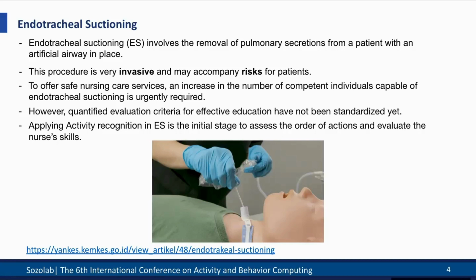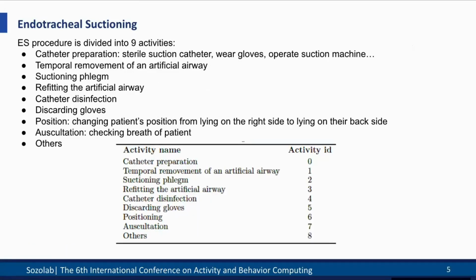So we found that applying activity recognition in this area is the initial stage to assess the order of the activities, and it can help us to evaluate the nurse skills. In this procedure, there are 9 different activities. First, the nurse needs to prepare the catheter. For example, they need to store the suction catheter, wear gloves, and operate the suction machine.